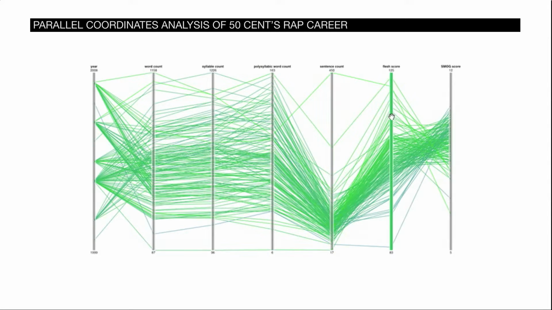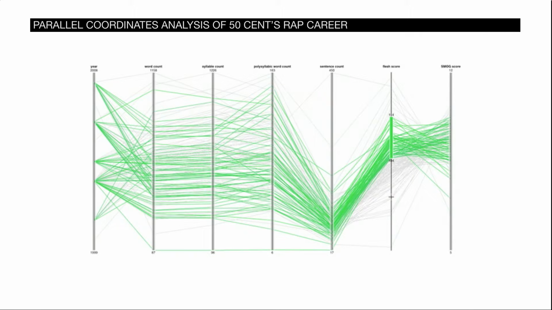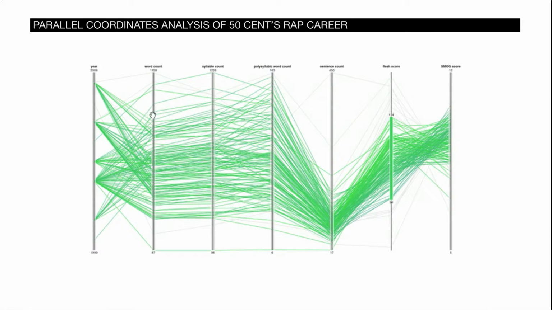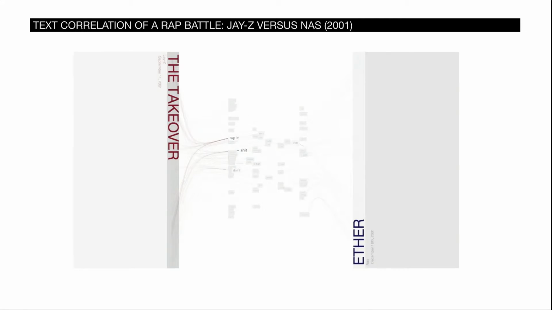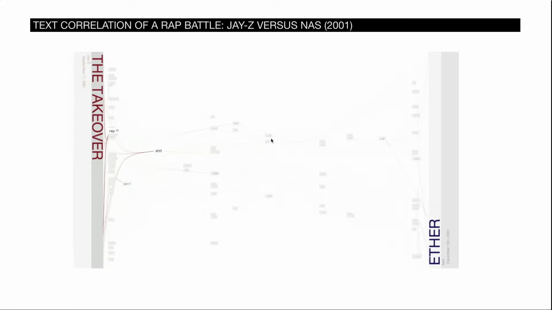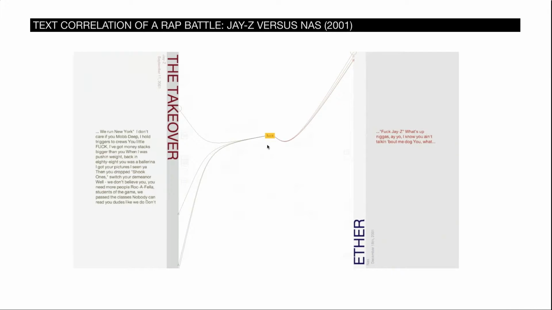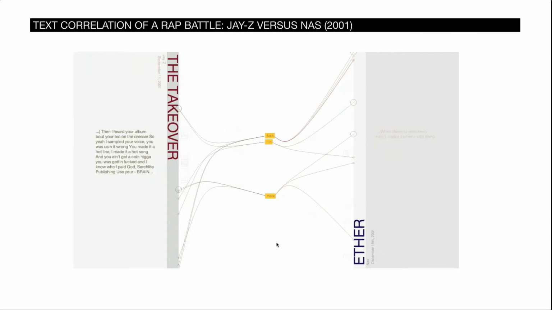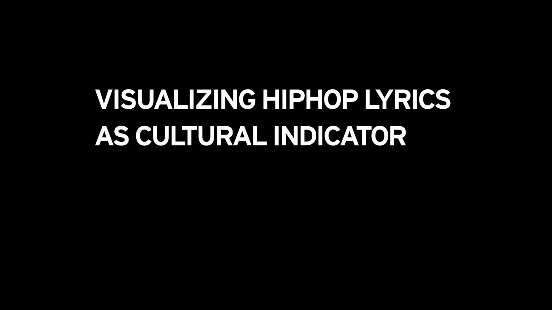This project is looking at 50 Cent and his career, and each line represents a song, and the analysis takes the song through different parallel coordinates. And this is a project, a text correlation between Jay-Z and Nas when they had a rap battle. So the lyrics on the left are Jay-Z's, the lyrics on the right are Nas's, and the words that they share to diss each other are right down the middle. So in short, the project visualizes hip-hop lyrics as a cultural indicator, meaning how does hip-hop influence the world, and how does the world influence hip-hop, and how does it show up in hip-hop?